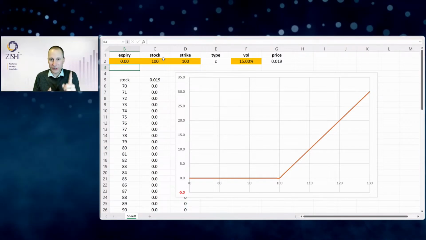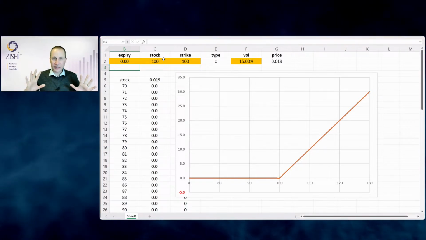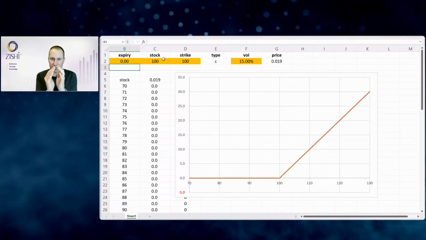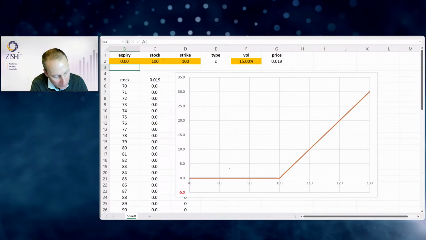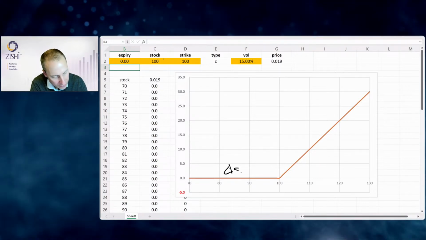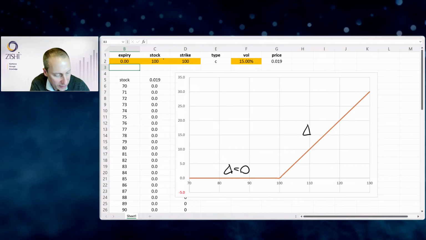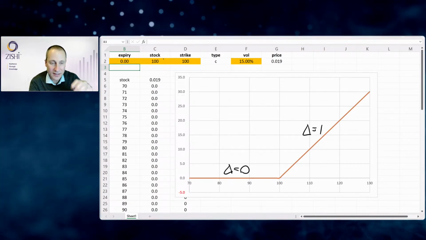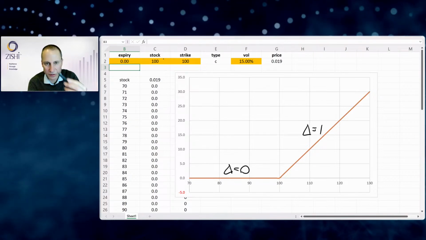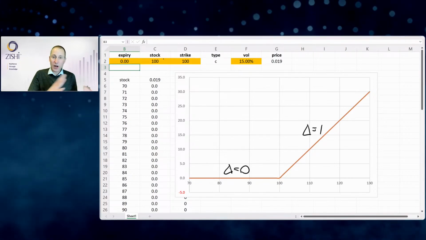So with 1 day to go, options are essentially dead everywhere apart from right around the strike. The problem with this, of course, is your delta now. If this was a mathematician looking at this, they would say that my delta is now discontinuous. It is no longer a smooth function between 0 and 1. It's now a binary function.